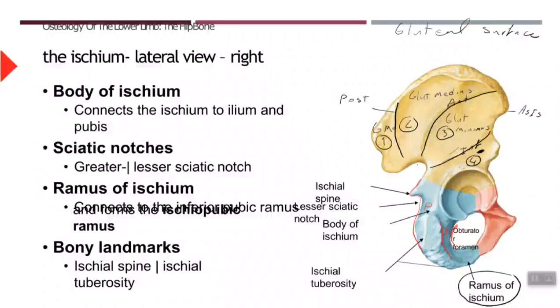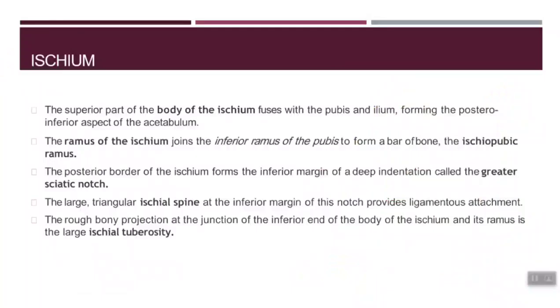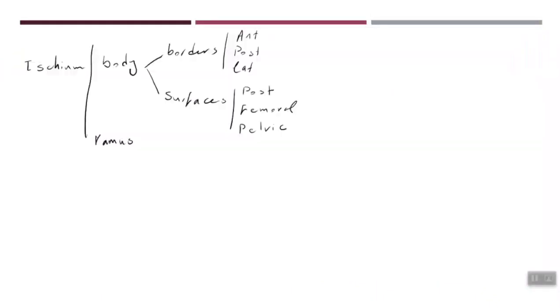We say that the greater sciatic notch is made by the posterior border of the ileum and the posterior border of the ischium. Ischial spine, this one. Lesser sciatic notch, this one, this is another notch. We have two notches, lesser and greater sciatic notch. And the ischial tuberosity is an important landmark here. I want to talk about the ischial tuberosity because its attachments are important.